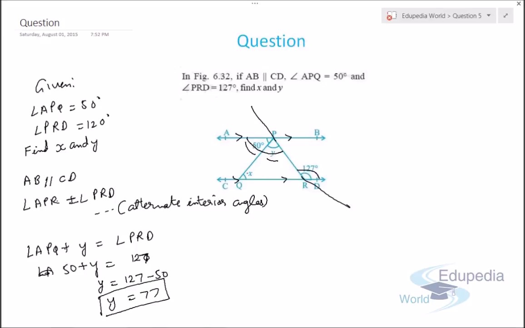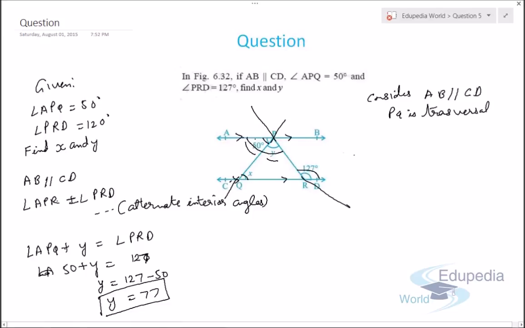Now we need to find x. Again, if we consider this line AB and line CD, they are parallel, and if we extend this line PQ on both sides, it becomes a transversal. So again, this angle and this angle become a pair of alternate interior angles. So consider AB is parallel to CD and PQ is a transversal.